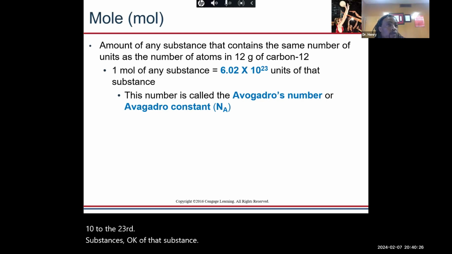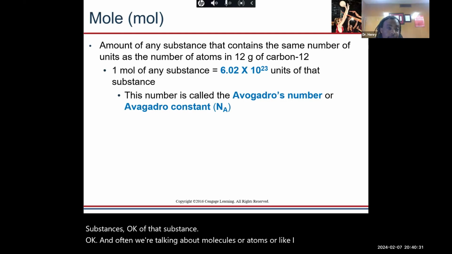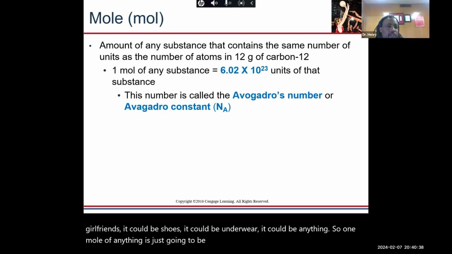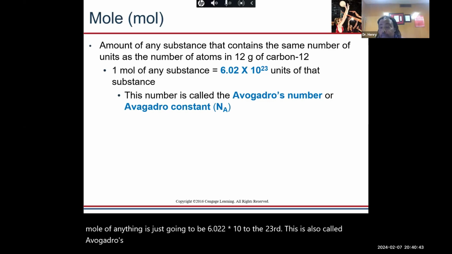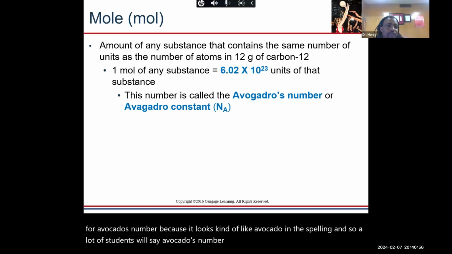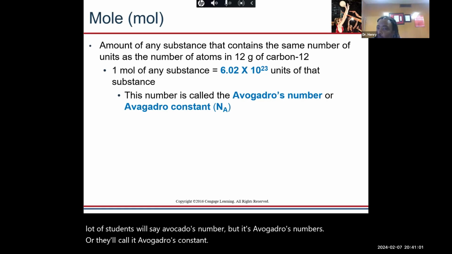Often we're talking about molecules or atoms or, like I said, it could be girlfriends, it could be shoes, it could be underwear, it could be anything. So 1 mole of anything is just going to be 6.022 times 10 to the 23rd. This is also called Avogadro's number. Now, often in my class, it's mistaken for avocado's number because it looks kind of like avocado in the spelling. A lot of students will say avocado's number, but it's Avogadro's number. Or they'll call it Avogadro's constant. Okay. Do you have any questions so far?